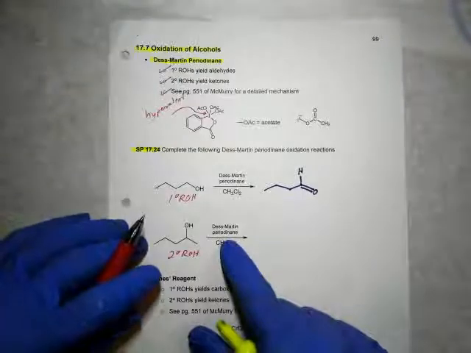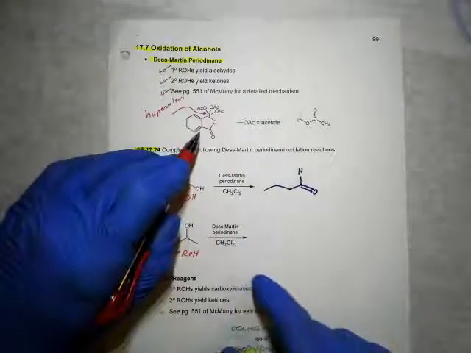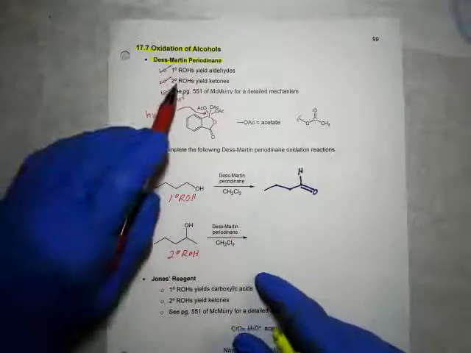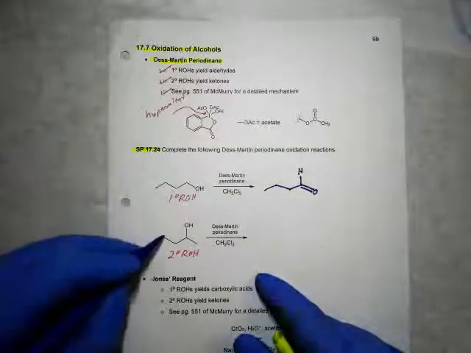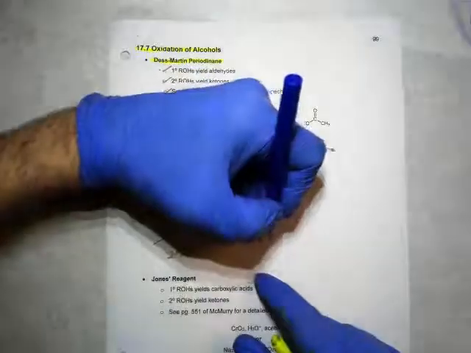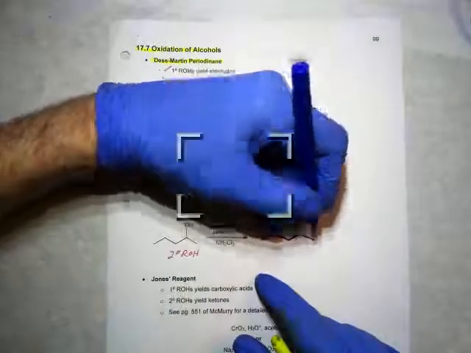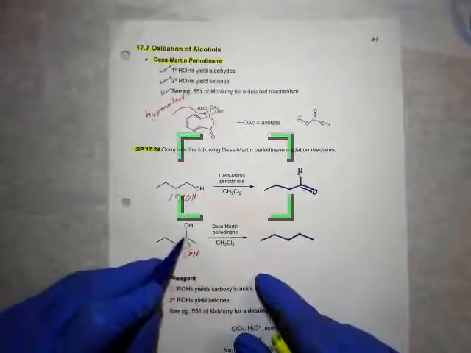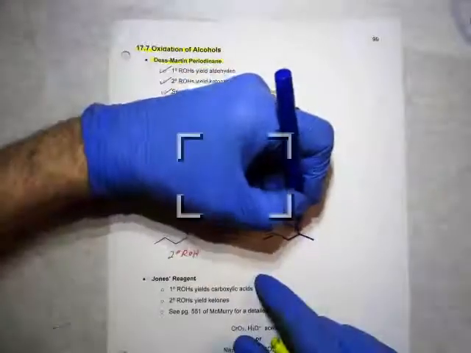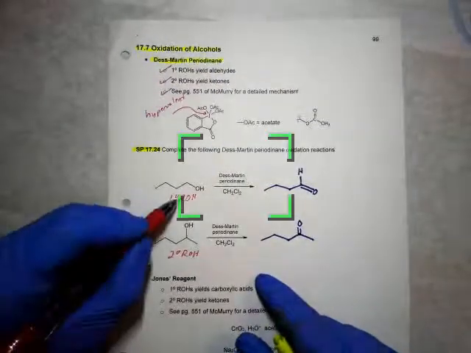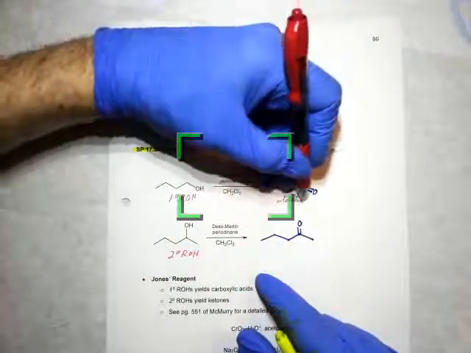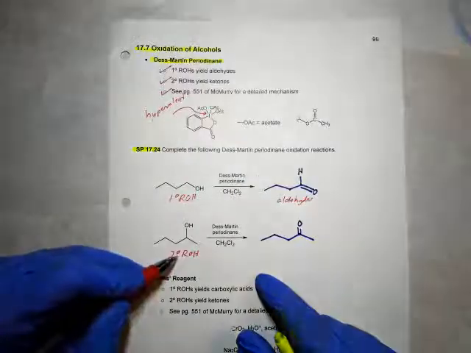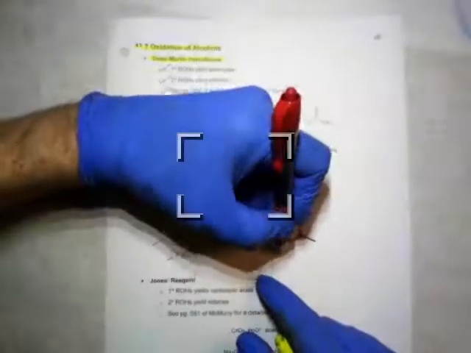You're exposing it to the Dess-Martin periodinane, this reagent. And what did we say? Secondary alcohols get converted into ketones. So we have a 1, 2, 3, 4, 5 carbon chain this time, and the oxidation occurs here at carbon 2. So now we have a ketone. So primary alcohols do what? They give us aldehydes. Secondary alcohols do what? They give us ketones.